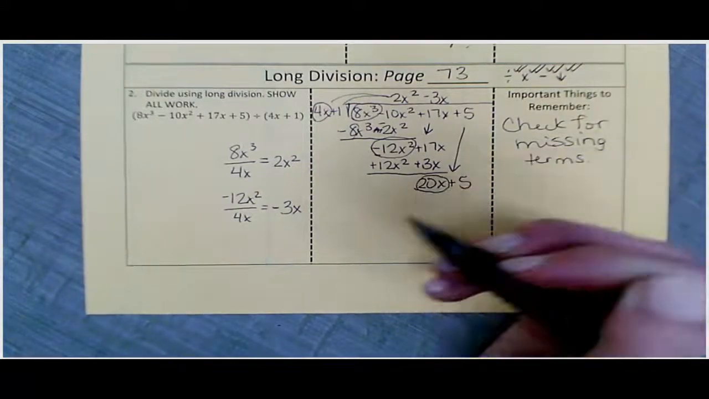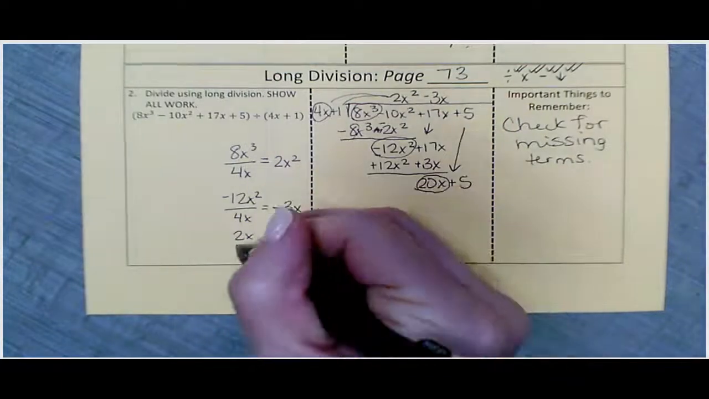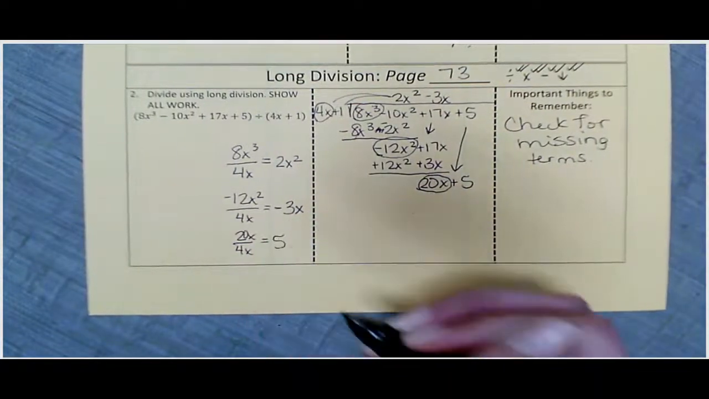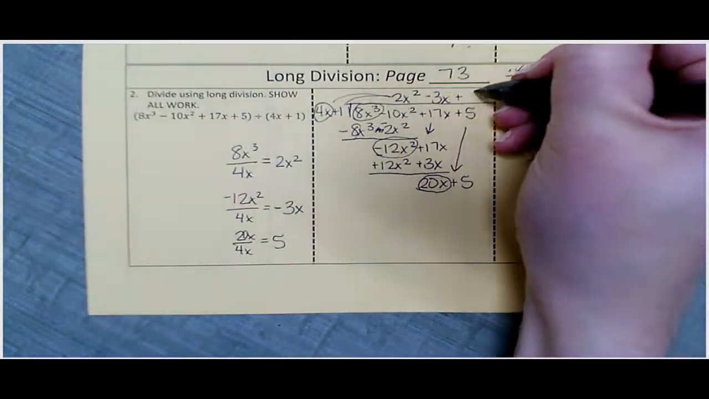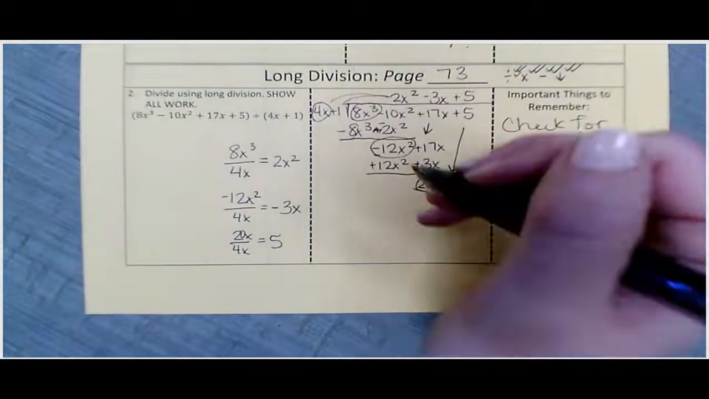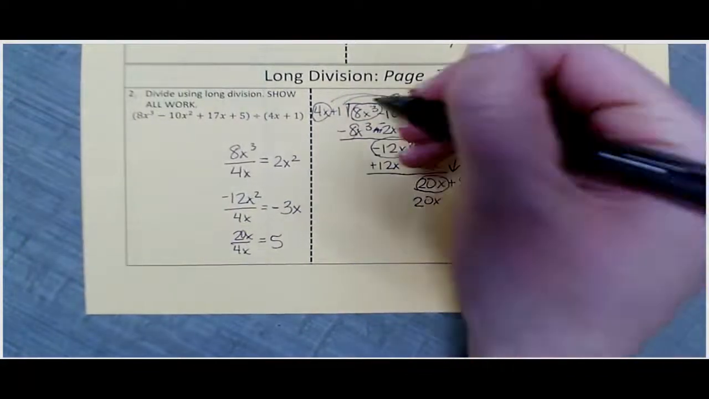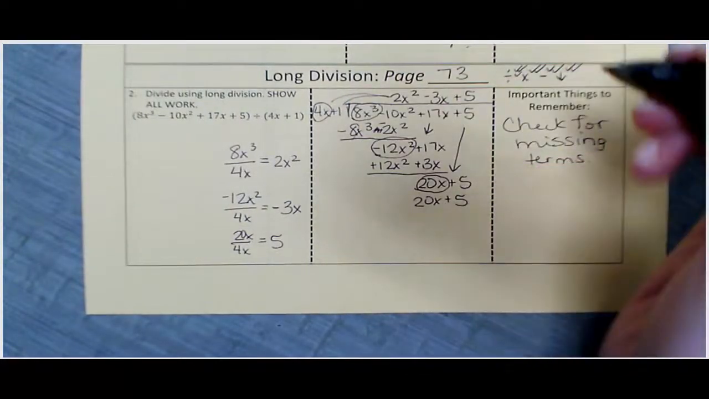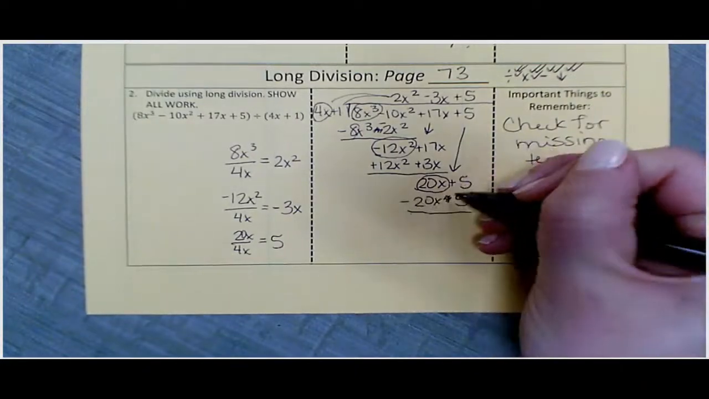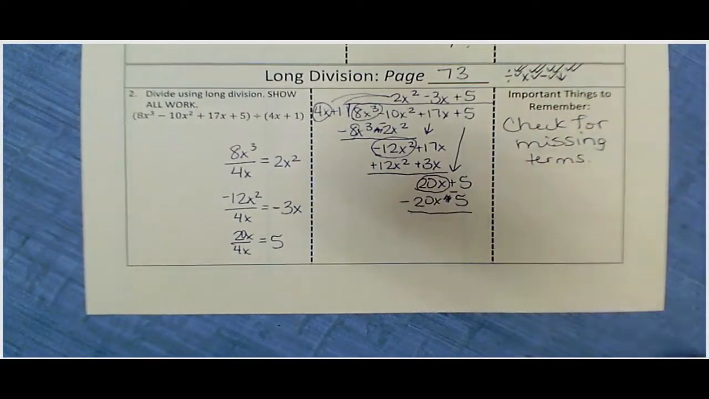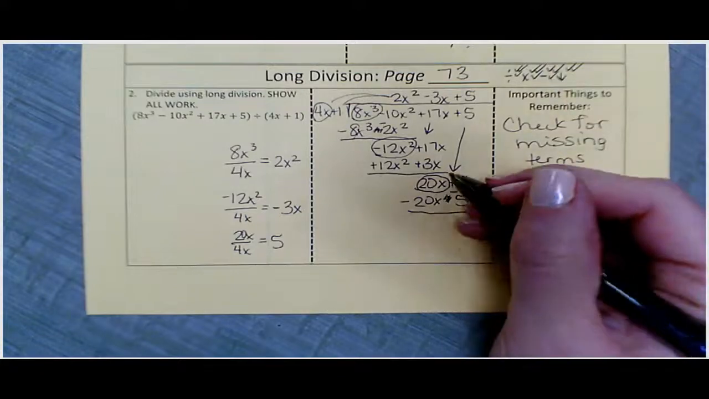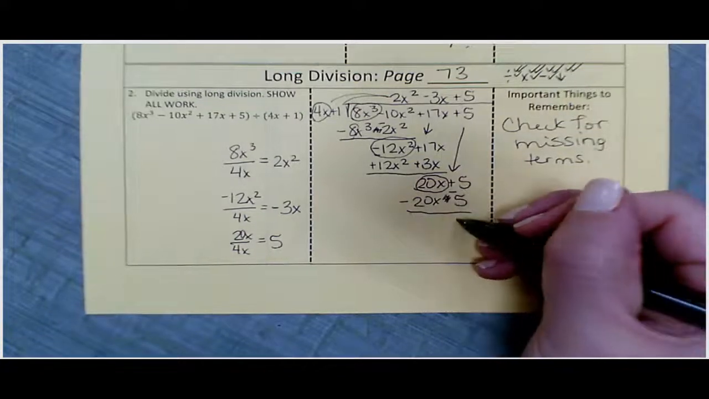So 20x divided by 4x equals 5, positive 5, so I'm going to put plus 5 here. 5 times 4x is 20x, 5 times 1 is plus 5. I'm going to draw the line. I'm going to change both signs. Oh, I shouldn't have checked that yet because I didn't subtract. 20x minus 20x cancels. 5 minus 5 is 0.